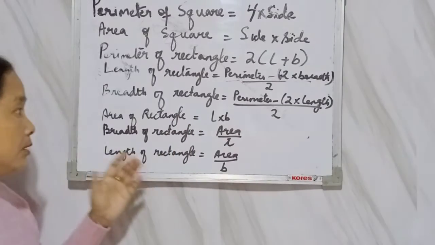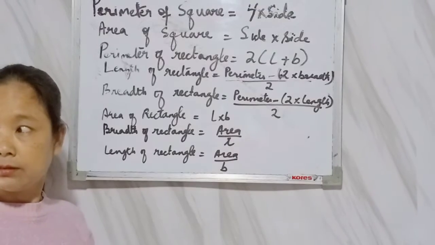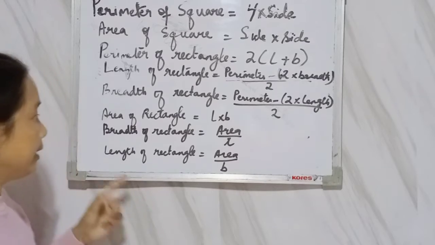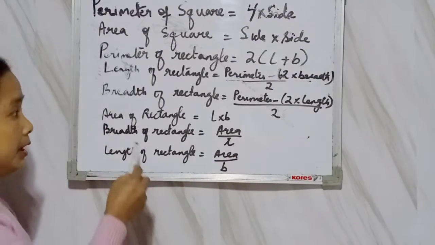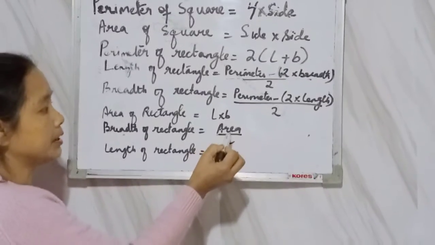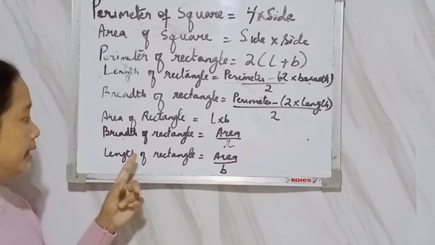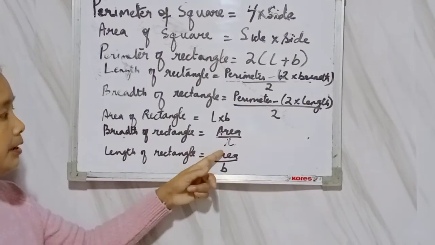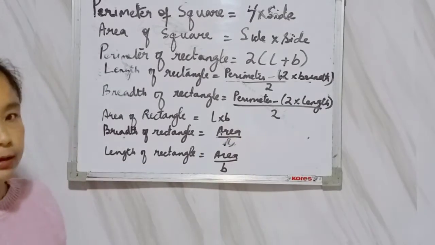But sometimes the area is given and then you have to find out the breadth or length. You will have to use this formula. When the area is given and you have to find out the breadth, you will use area divided by length. You will divide the area by length. Then length of rectangle, area by breadth. Okay? This is how you have to find out.